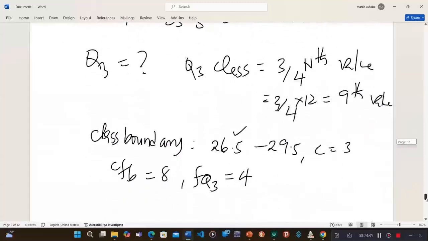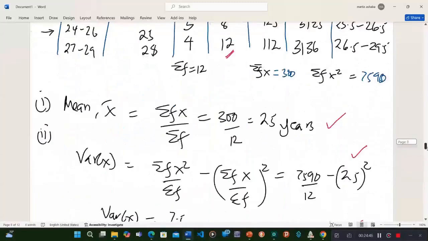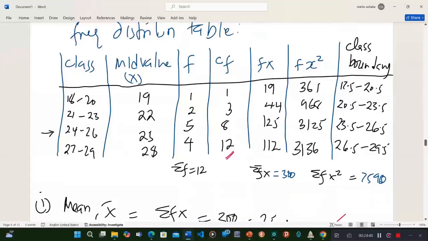3 out of 4 times 12, you get the 9th value. So the 9th value goes to cumulative frequency. Look at the value which is close to 9, at least slightly above 9, which is going to be 12, because this one is 8, and you see 8 is outside the range of 9. So if it was maybe 10, we would have taken this. So we are going to take 12.